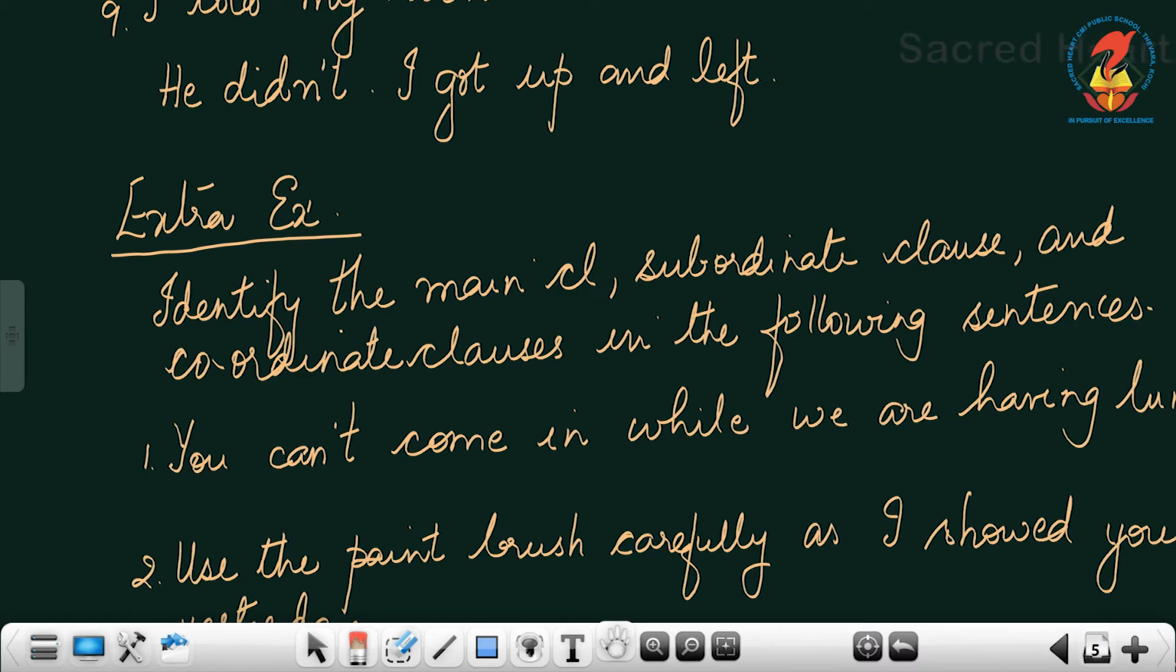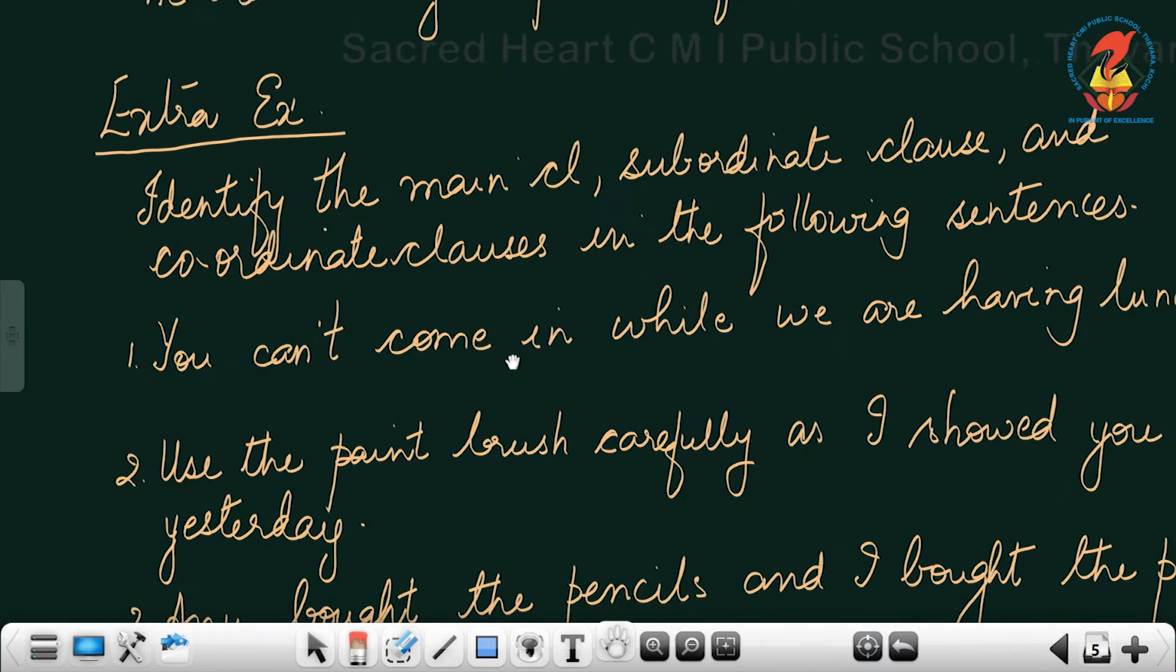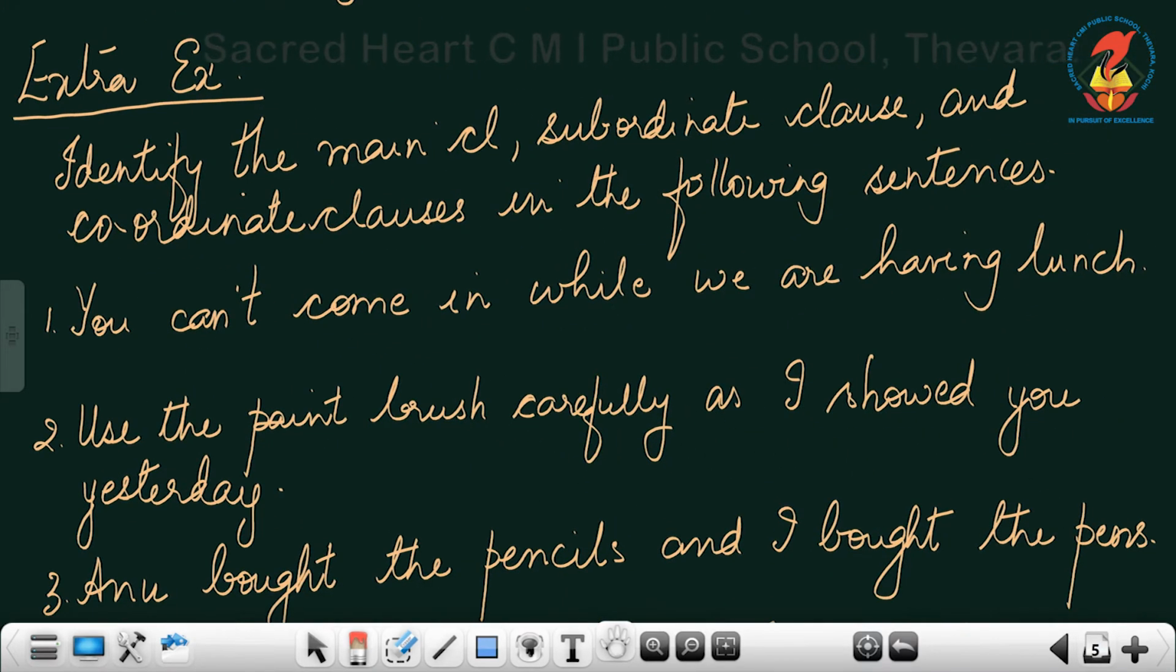All those sentences also I have combined here, and altogether there are around 15 to 16 sentences. So now here, if you look here, you can't come in while we are having dinner. Okay, now in this, this exercise is totally different from the other extra exercises we are doing. Now in this, you have to identify the main clause, the subordinate clause, and the coordinate clauses in the following sentence.